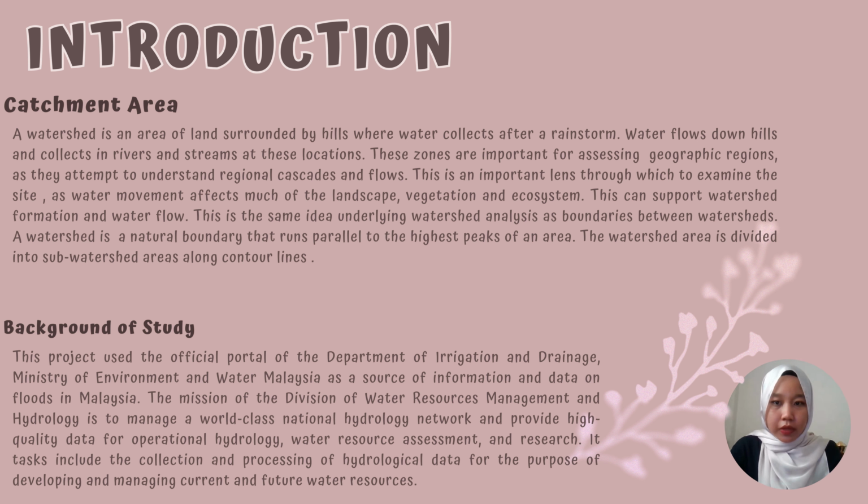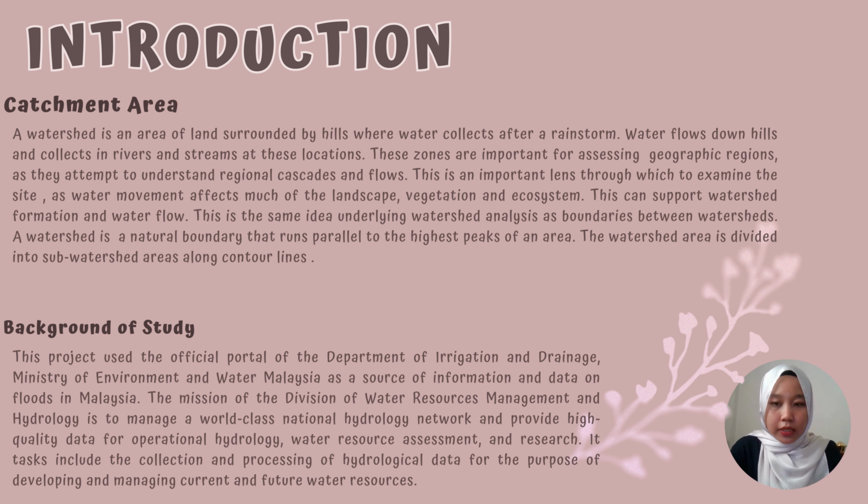These zones are important for assessing a geographic region as they help us understand regional cascades and flows. This is an important lens through which to examine the site, as water movement affects much of the landscape, vegetation, and ecosystem. This can support watershed formation and water level. This is the same idea underlying watershed analysis as the boundary between watersheds. The watershed is a natural boundary that runs parallel to the highest peak of an area. The watershed area is divided into sub-watershed areas along contour lines.